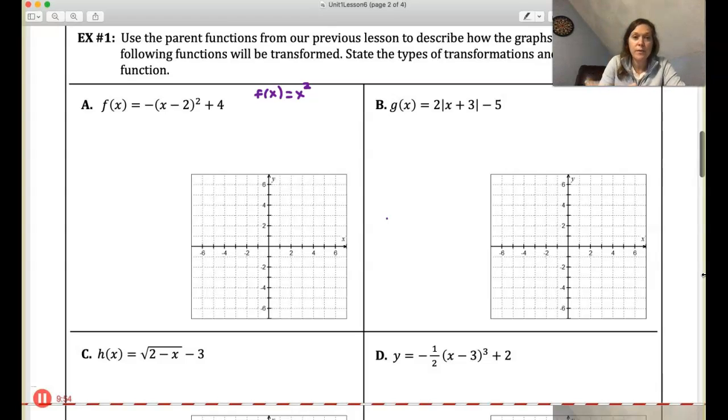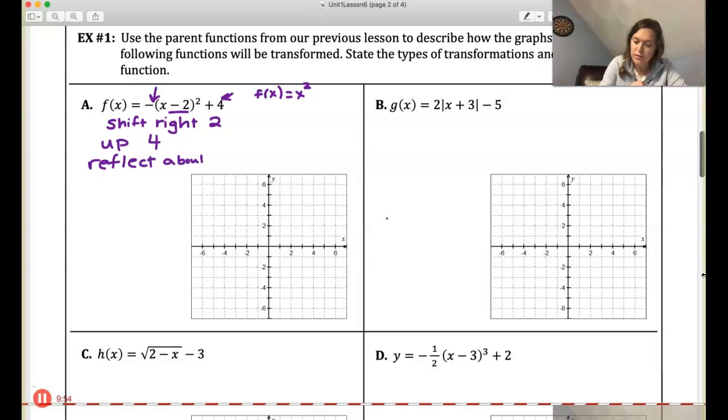So now let's see what we've got going. Well, I've got a -2 happening inside, so that means we're going to be doing a shift to the right 2 units. I've got a +4 happening here, which means we're going to go up 4 units. And then we have a negative occurring to the whole entire function, which means we're going to reflect about the x-axis.